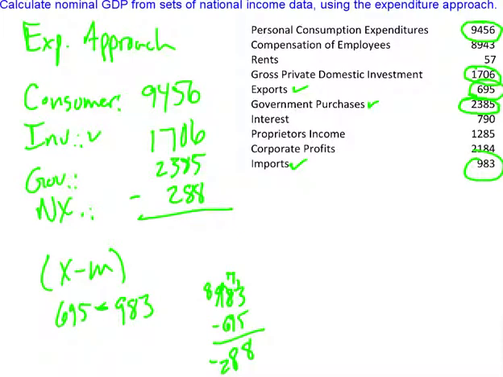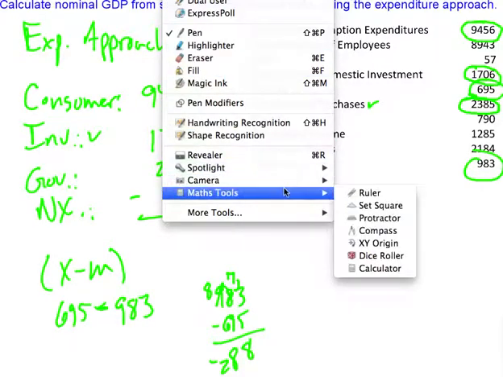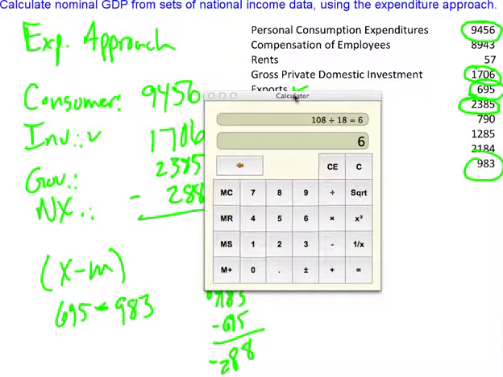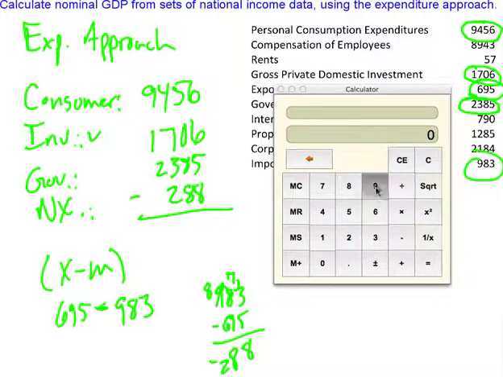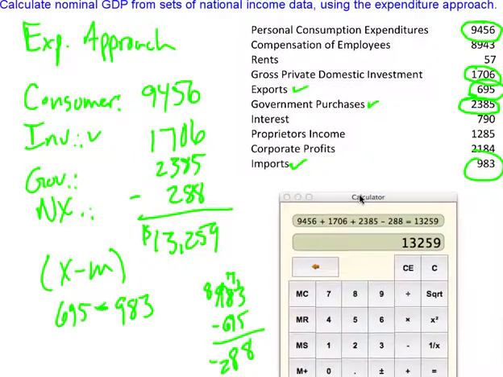And so let me see if I can pull up the calculator here. Probably should have done this before. Let's go up here. Sorry about that. Calculator is there. So we've got, slide that over, clear that out, 9456 plus 1706 plus 2385 minus 288. And so our total GDP for this economy would be 13,259, and we can say billions or trillion or whatever. But this is how you would calculate it. And so that's all we do for this one.